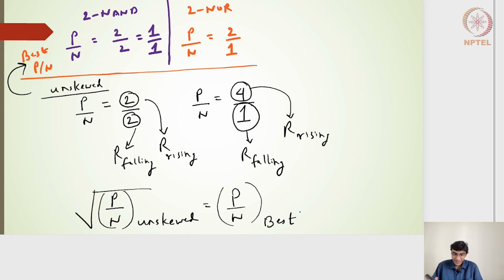Right, so let's try to validate this. If I actually have an unskewed version of the P by N ratio, which is nothing but 2/2 for the 2-input NAND gate and 4/1 for the 2-input NOR gate, if I take the square root of that 2/2, the output of the square root of P by N for an unskewed version will give me 1:1, which is what I have written here, the 1:1. Similarly, for the 2-input NOR gate, the unskewed gate gives me 4:1. And if I take the square root of that, 4:1, it will give me 2:1, and that is what we get here, 2:1. All right, hope this is clear.